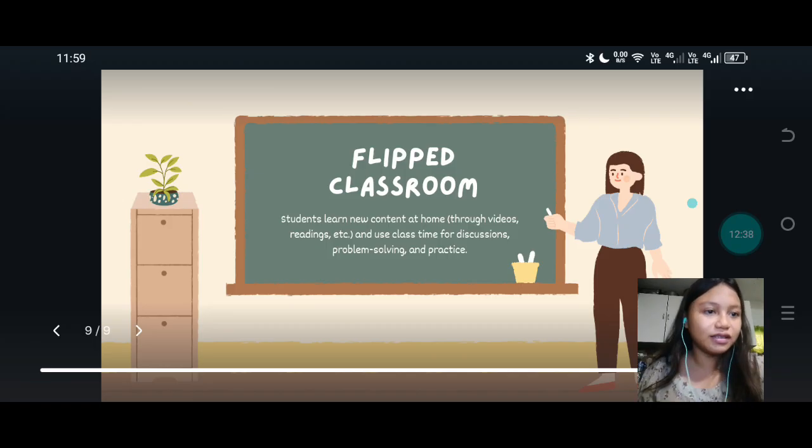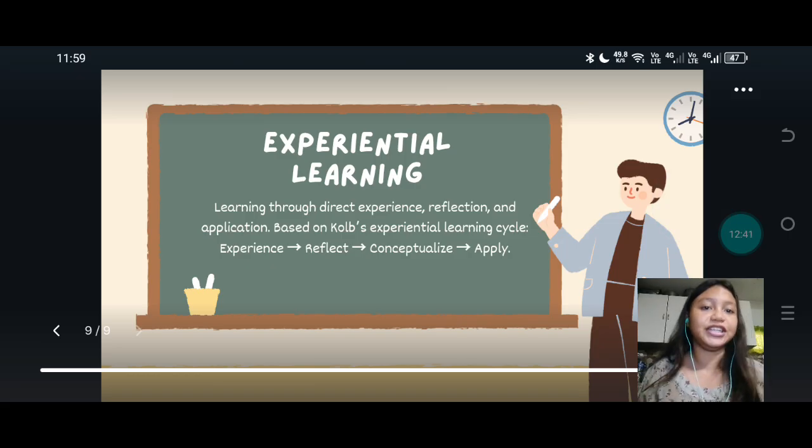Next is the experiential learning. So experiential from the word experience. Learning through direct experience, reflection, and application based on Kolb's experiential learning cycle. So the learning cycle is experience, reflect, conceptualize, and apply. So experiential learning, we learn this throughout our life journey. So we experience something through life, and then if something goes wrong, you reflect on why and how it goes wrong. You're going to conceptualize and try to avoid the same mistake, and then you're going to apply all those concepts in yourself.